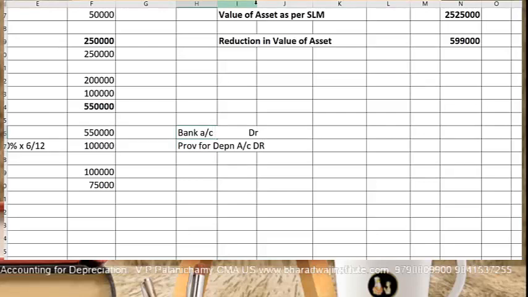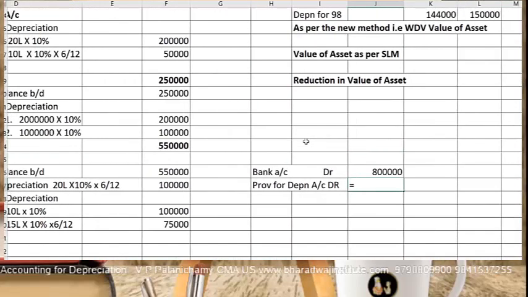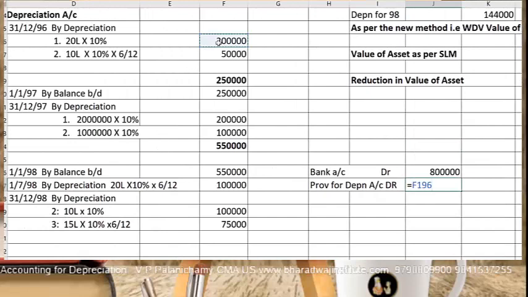Provision for depreciation account debit is the accumulated depreciation, whatever is charged so far. Check the depreciation account: first year we provided this, second year we provided this, plus the third year up to the date of sale. Okay, 5 lakhs is the provision for depreciation. To asset account, to machinery account, is nothing but the cost price.